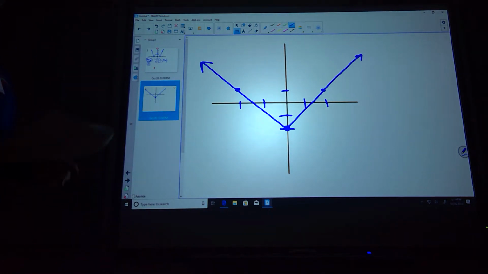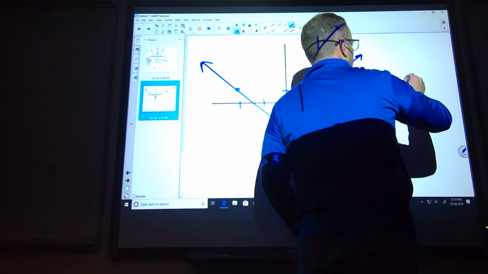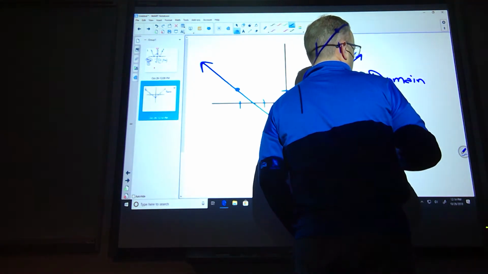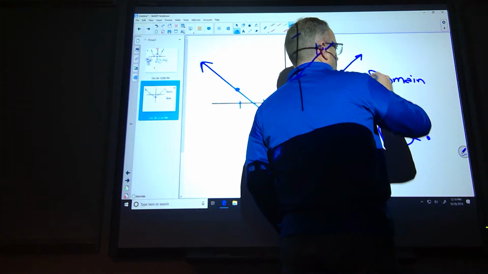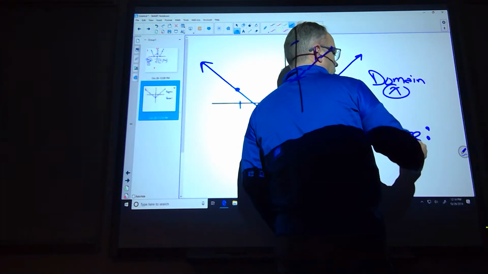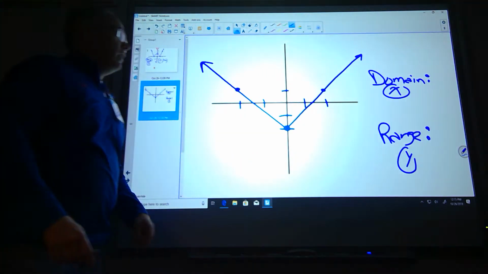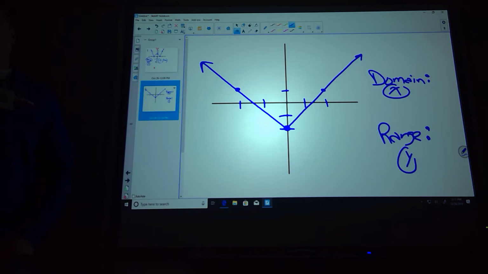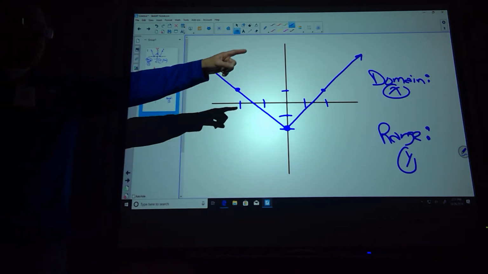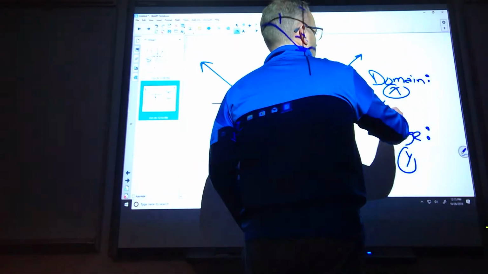All right. So now this one's asking for the domain and the range. We just did the range on the last one. The domain goes with the x values. The range goes with the y values. So for the domain, if I continue to go that way, does the graph still exist above or below the line? Yes. What about if I go that way? Still infinity. So negative to positive infinity.